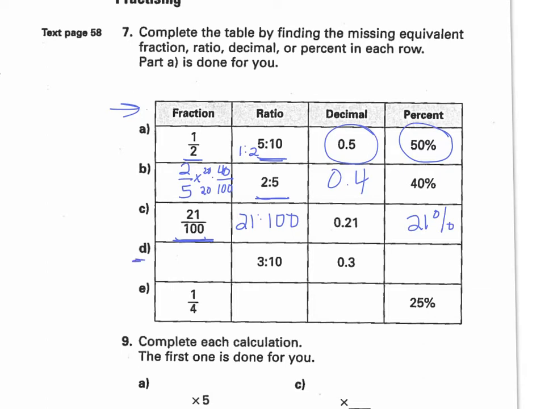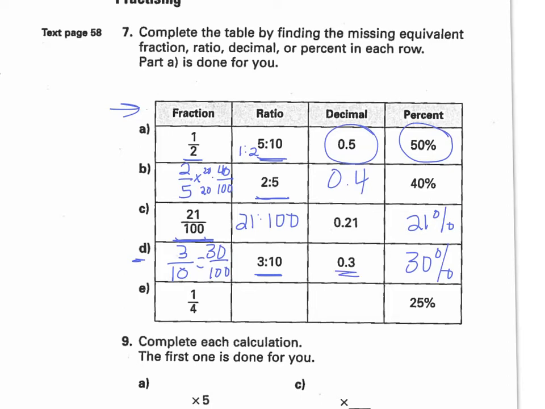For D, my ratio is 3 to 10, which means my fraction will be 3 over 10. I can convert that to something out of 100. It would be 30 over 100. That way I have 30%, 0.3.